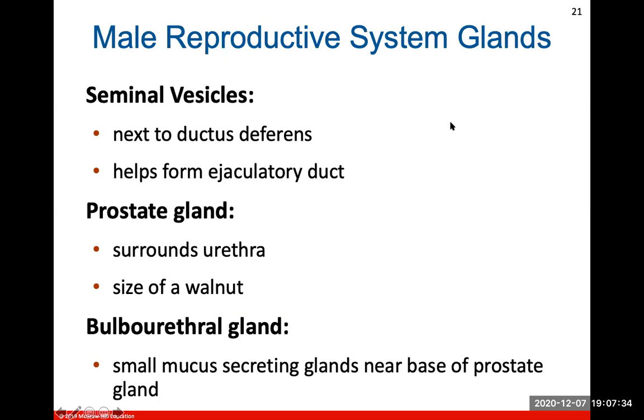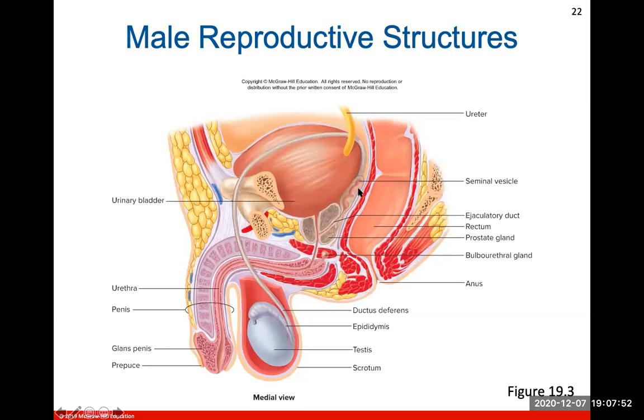The seminal vesicles are next to the ductus deferens. They will help form the ejaculatory duct. The prostate gland surrounds the urethra. It's about the size of a walnut, and it sits right below the bladder. And the bulbourethral glands are two small mucus-secreting glands near the base of the prostate gland. And you can see those here: seminal vesicles, prostate gland, and bulbourethral gland. They will secrete extra fluid to help nourish the sperm on its way to eventually, if they have to, fertilize an egg.